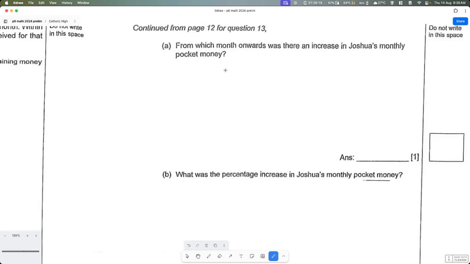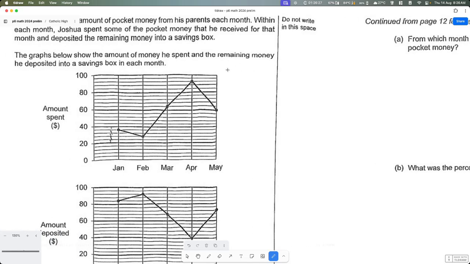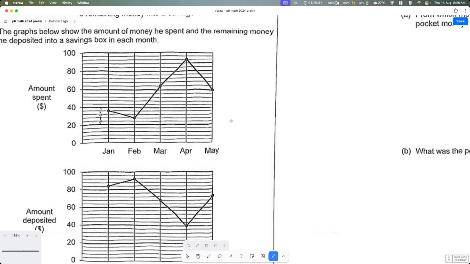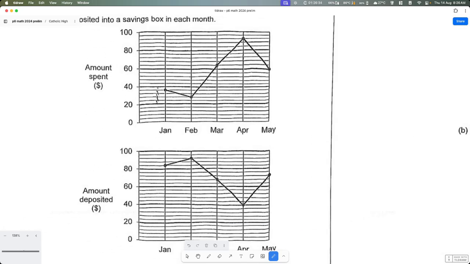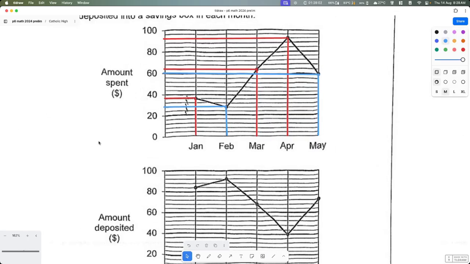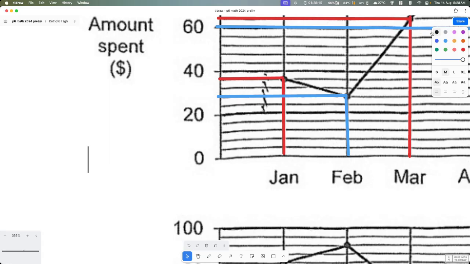Part A says: from which month onward was there an increase in Joshua's monthly pocket money? All right, so we have to calculate every single amount over here. First I'm going to draw all the lines. You can see that I've drawn the lines for the amount spent. First we want to know how many gaps there are. If I count the number of gaps, 1, 2, 3, 4, 5. So we have 5 gaps.